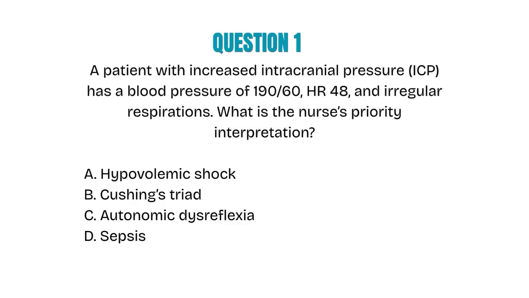Question 1. A patient with ICP has a BP of 190/60, heart rate 48, and irregular respirations. Priority interpretation? A. Hypovolemic shock. B. Cushing's triad. C. Autonomic dysreflexia. D. Sepsis.